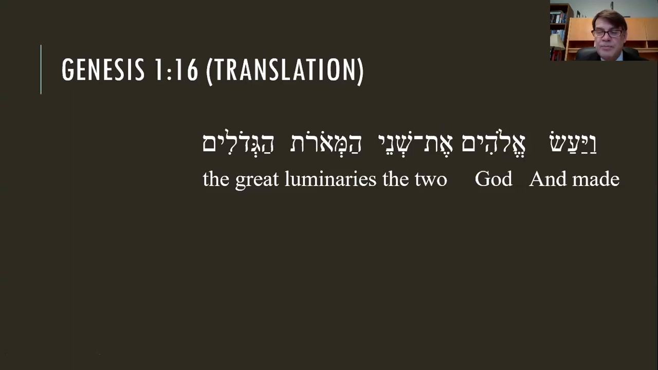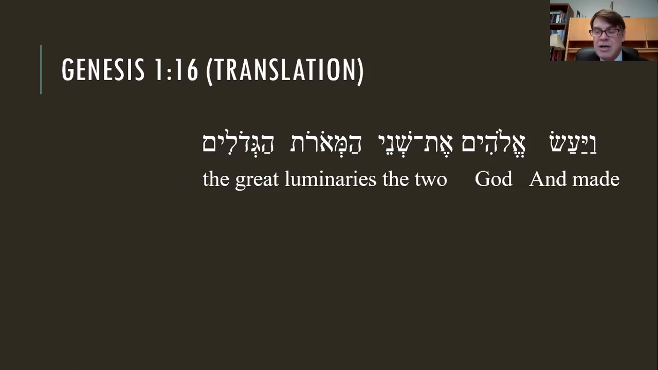So it's the two. The "the" isn't actually until here. Here is the "the": hey, patach doubling is the "the." So, and God made the two ma'orot, the two luminaries, the two lights. And this is ha-gadolim, the two great lights. The adjective comes after the noun it goes with. So, and God made the two great luminaries.